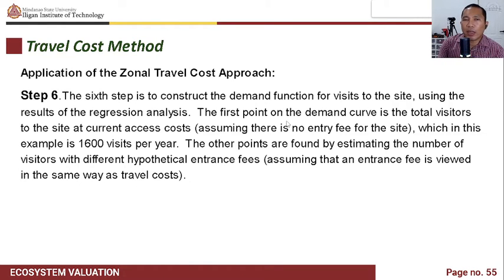The sixth step is to construct a demand function for visits to the site using the results of the regression analysis. The first point of the demand curve is total visitors to the site at the current cost. And the other points are found by estimating the number of visitors with different hypothetical entrance fees, assuming that the entrance fee is treated in the same way as travel cost.